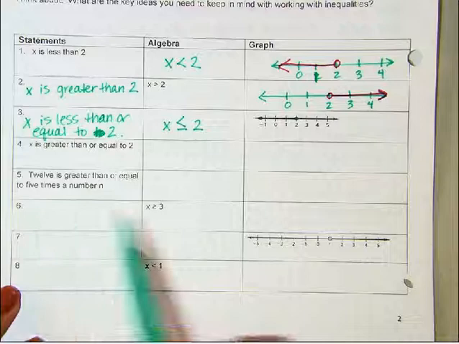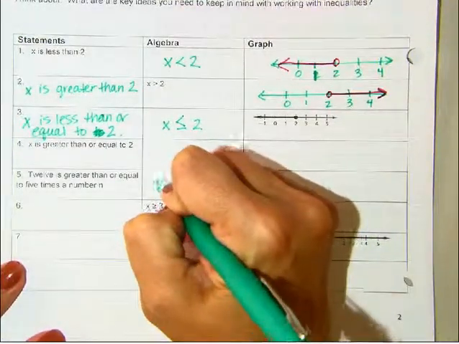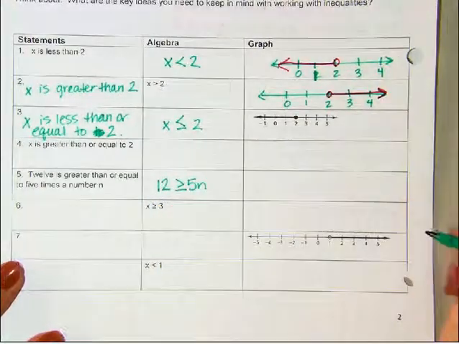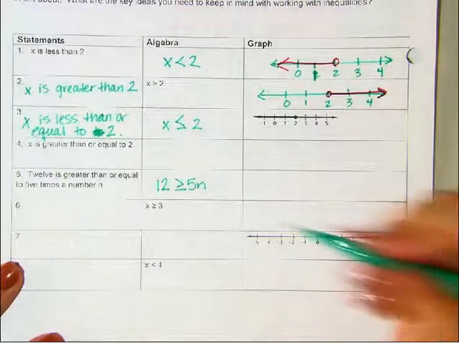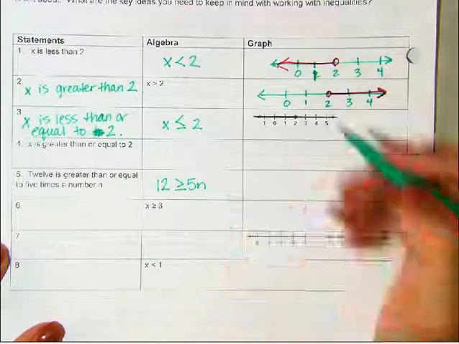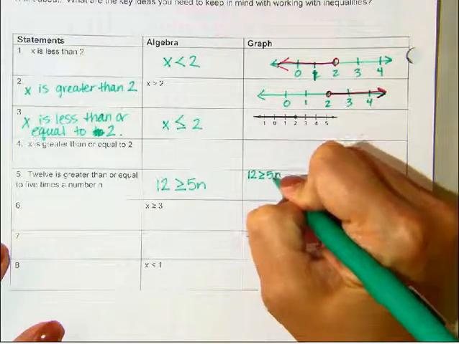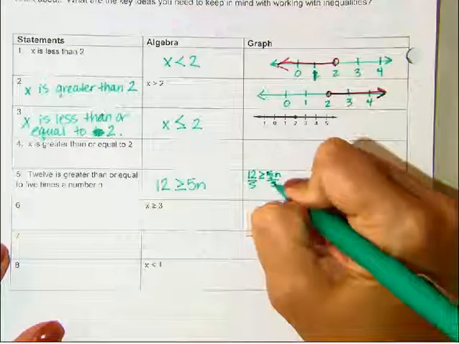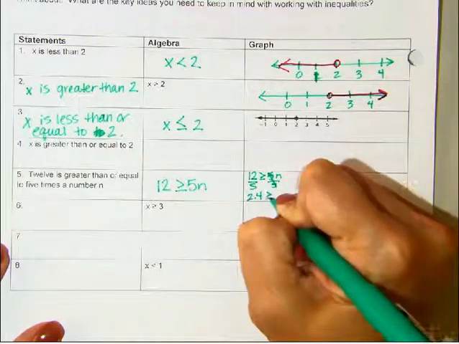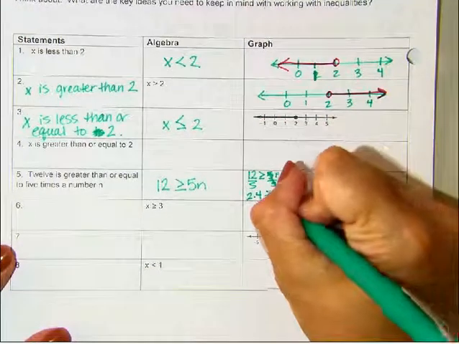12 is greater than or equal to 5 times a number. So I'm just going to write it as it says it. So 12 is greater than or equal to 5 times a number n. Okay, there's that written algebraically. Now I can't quite graph this yet because I need n. So I'm going to divide both by 5. So if I just rewrite this, I'm going to divide by 5 and divide by 5. So that is 2.4. The symbol stayed the same because I did not divide by a negative. The only thing that flips it is dividing by a negative.